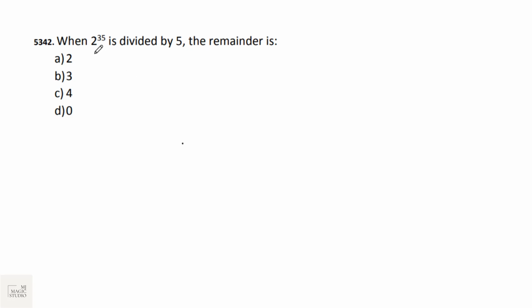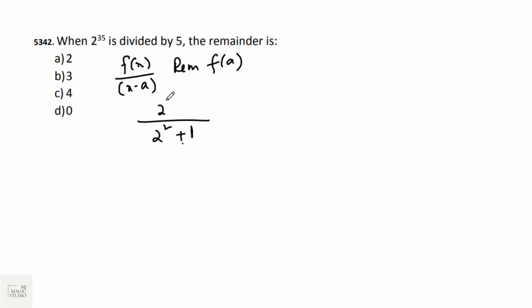A good question from remainder theorem, we can use it. 2 to the power 35 is divided by 5. The remainder is, we know that when f(x) is divided by x minus a, the remainder is given by f(a). So 5 is 2 square plus 1.